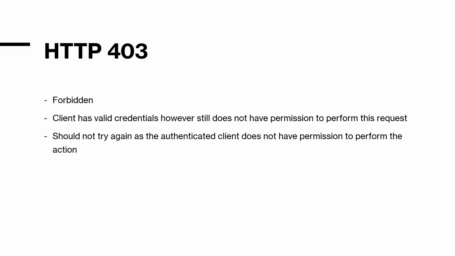So let's just say you log in as Joe Schmo and you try to access some HR API or some API you're not supposed to have access to. It'll throw you a 403 saying, hey, I know who you are, but you don't have permission here. Do not try this again, as you've already authenticated. You don't have permission to perform the action. That's the basis of it.